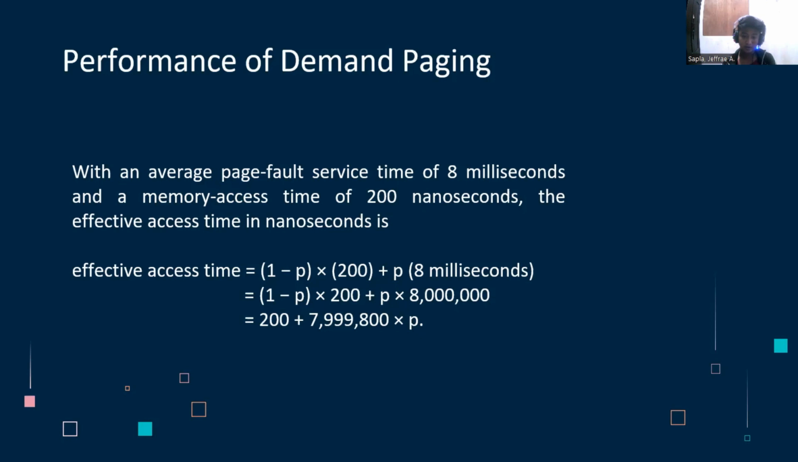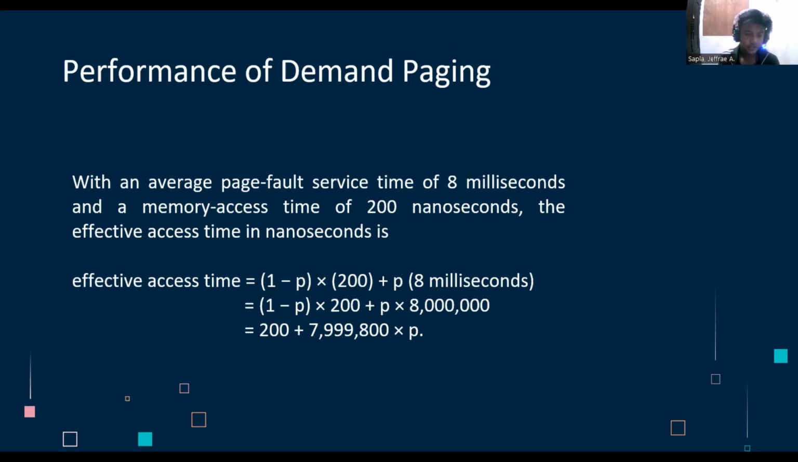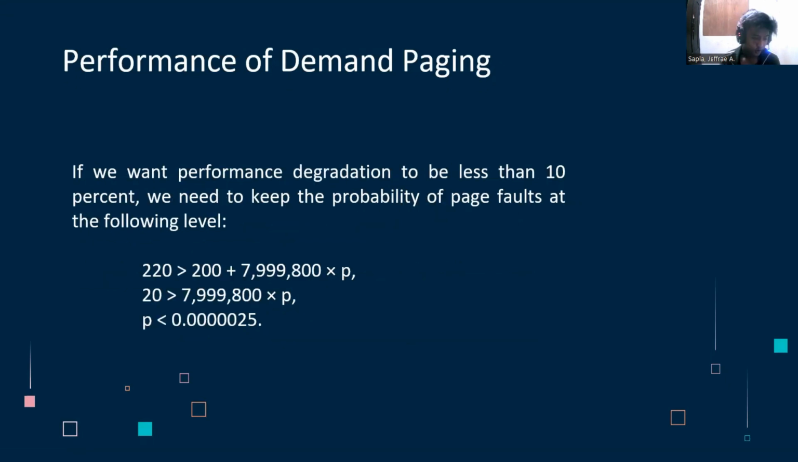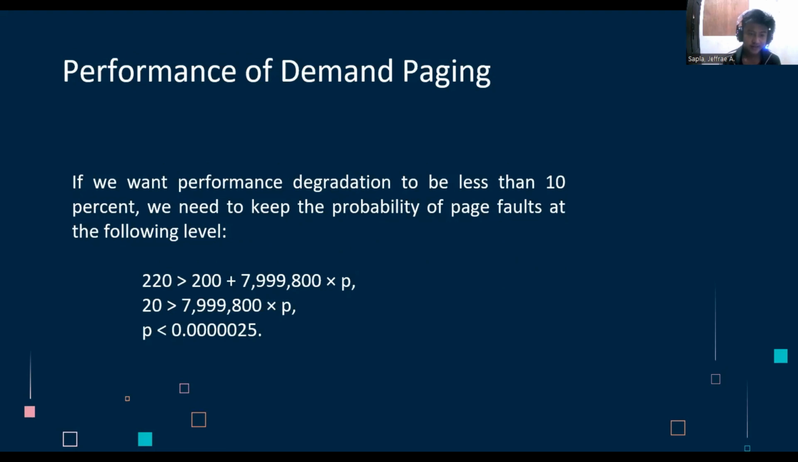effective access time equals (1 minus P) multiplied by 200 nanoseconds plus P, which is our probability, multiplied by 8 milliseconds. That is our formula. So we see that the effective access time is directly proportional to the page fault rate. If one access out of 1,000 causes a page fault, the effective access time is 8.2 microseconds. So the computer will be slowed down by a factor of 40 because of demand paging.